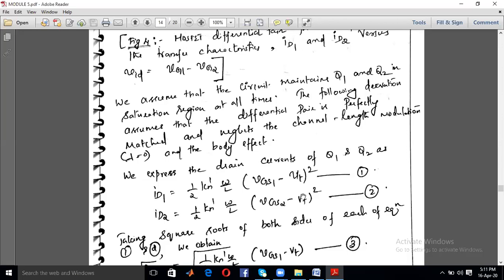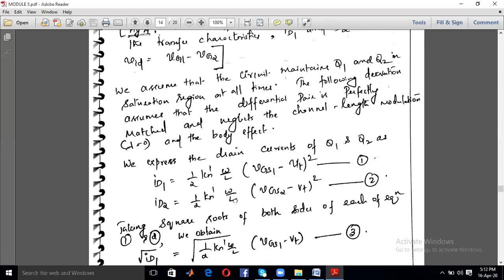Now these two equations, you know very well. It is the equation for drain current in terms of VOV, that is the overdrive voltage. You know that overdrive voltage is the difference between VGS and VT. You have two transistors, so you should be able to write the equations for the two drain currents, ID1 and ID2. ID1 is half Kn dash W by L into VGS1 minus VT the whole square. ID2 is half Kn dash W by L into VGS2 minus VT the whole square.